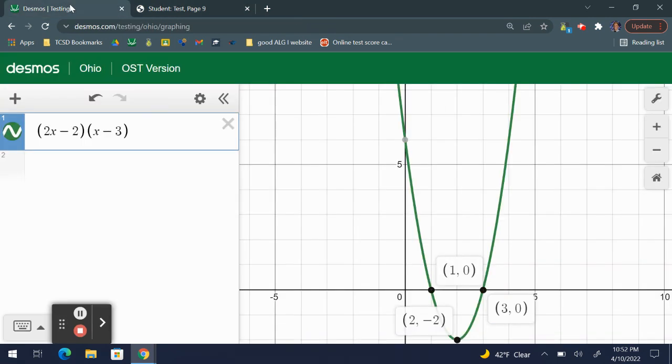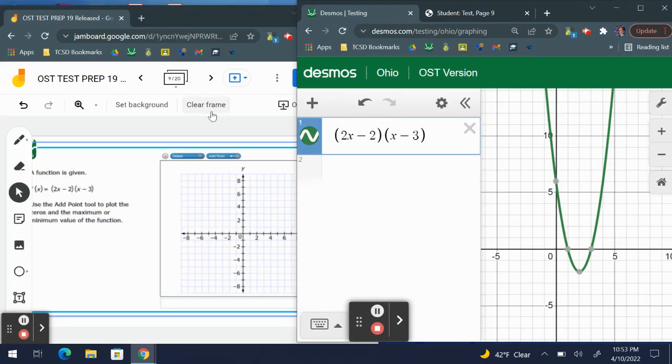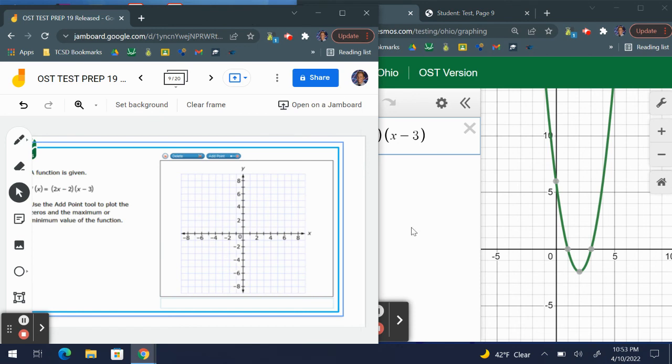So that's it. That is our answer for this problem. I hope it helped.